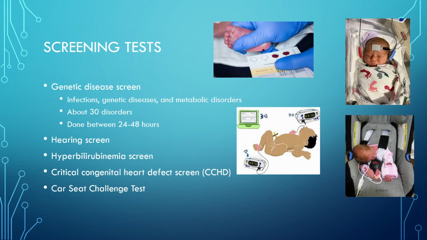And if it gets sent off, if anything comes back concerning, they'll get a hold of the parents for additional testing. Some states have you repeat this test in a few days of life. Some don't.